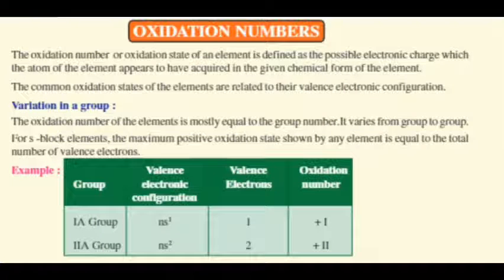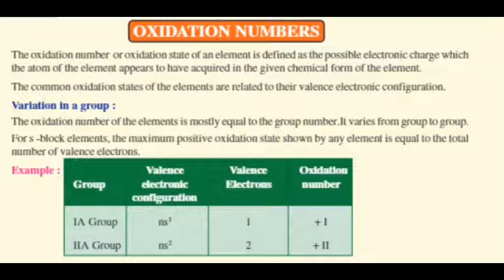Oxidation numbers. The oxidation number or oxidation state of an element is defined as the possible electronic charge which the atom of the element appears to have acquired in the given chemical form of the element. The common oxidation states of the elements are related to their valency electronic configuration.